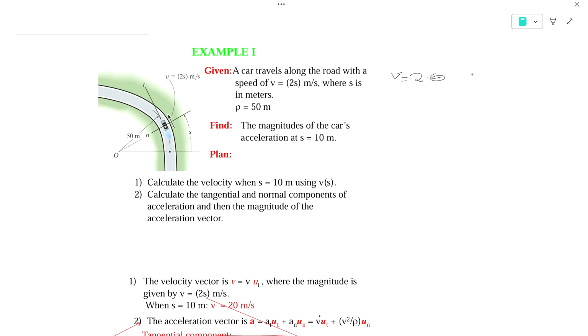where s is in meters. Okay, so actually no, it's not theta. Let's say a length. This is an arc. Okay, this distance is an arc, right? It has units of meters. So obviously velocity has units of meters per second, and the arc or length has units of meters.